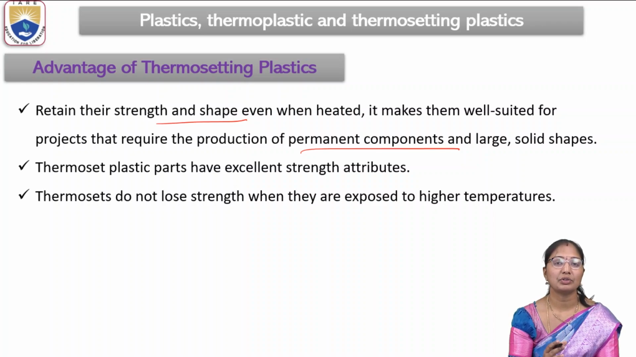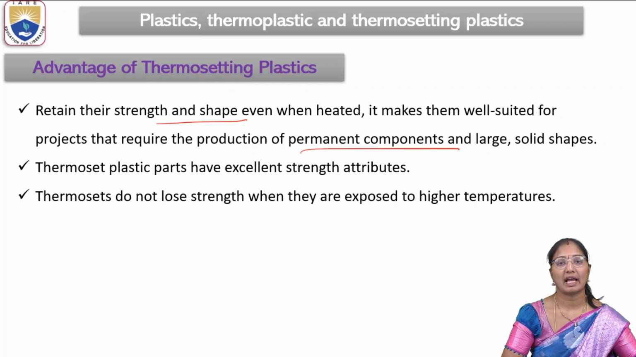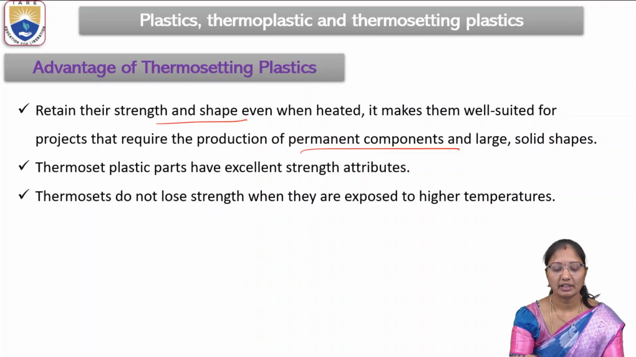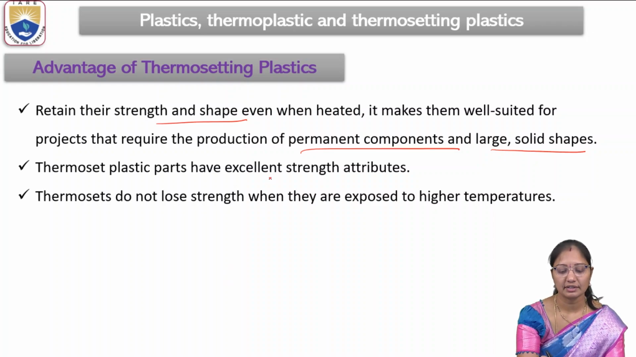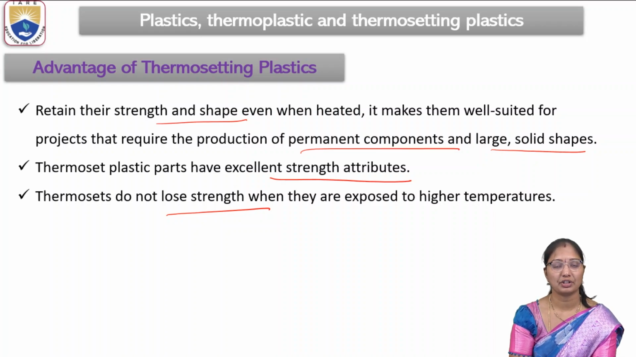Thermosettings, as we know, cannot be recycled. Once they are heated and melted, they can be used for permanent structures which have high strength. Because they retain their shape and strength once molded, very large and solid shapes can be made with thermosetting plastics. Thermoset plastics have excellent strength attributes. They do not lose strength even when exposed to high temperature because they cannot be remolded. Even on applying pressure, or on long exposure to high temperature, they won't lose their shape.